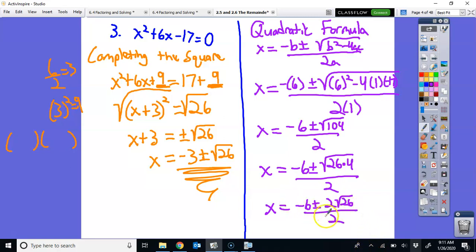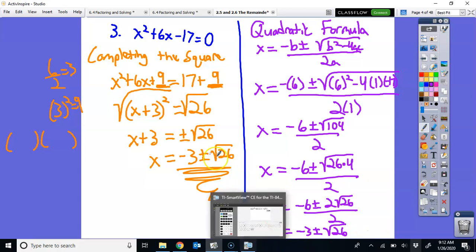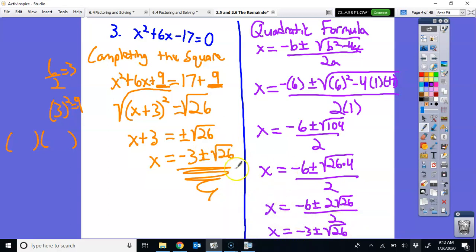But this still doesn't look the same, but look at what happens. What is negative 6 divided by 2? Negative 3. What is 2 divided by 2? 1. So you have 1 square root of 26. So either way, you still get the same answer for both of them.